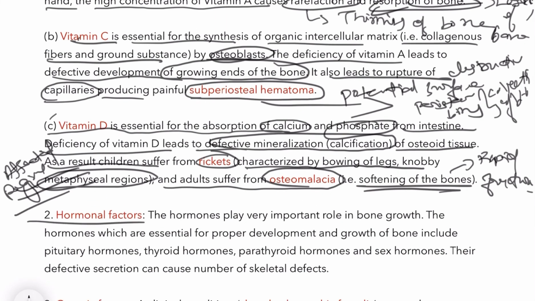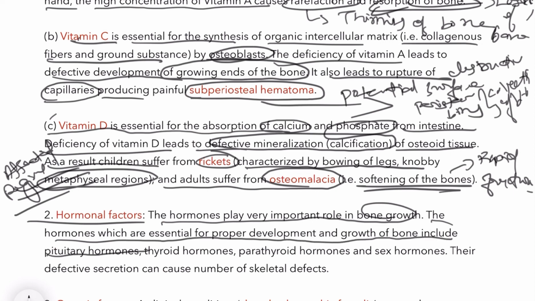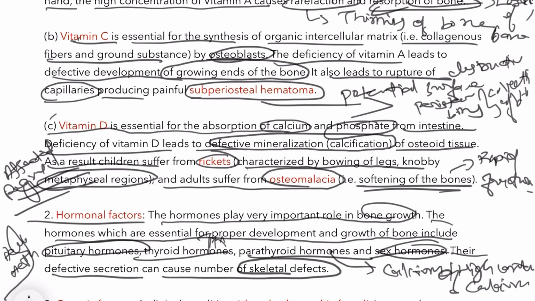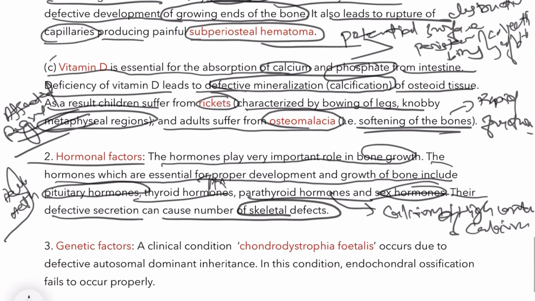Now another is hormonal factors. The hormones play a very important role in bone growth. The hormones which are essential for proper development and growth of bone include pituitary hormones, thyroid hormones, parathyroid hormones and sex hormones. Parathyroid hormones are there because of calcium, because they regulate the calcium level and bone requires calcium. So remember why these hormones are included. And sex hormones, that is progesterone, estrogen, testosterone. Defective secretion can cause a number of skeletal defects. So hormonal factors are also essential for growth of bone.